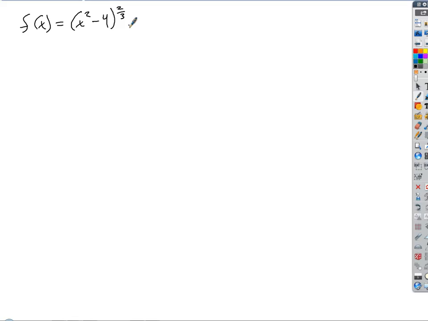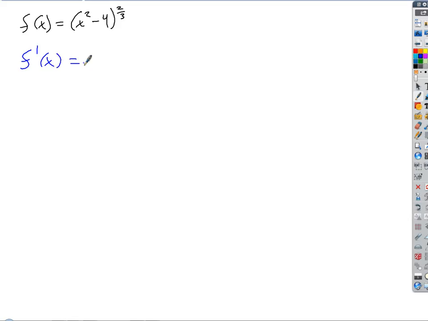So I want you to find intervals where the function is increasing and decreasing, as well as all of the relative extrema, and they kind of go together, right? So what do we got to do? Okay, so we're going to differentiate.